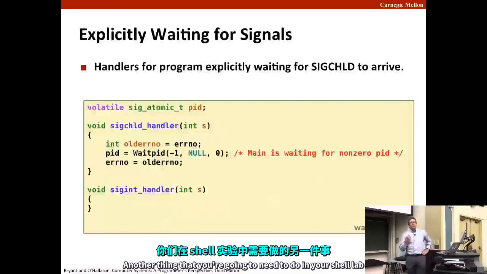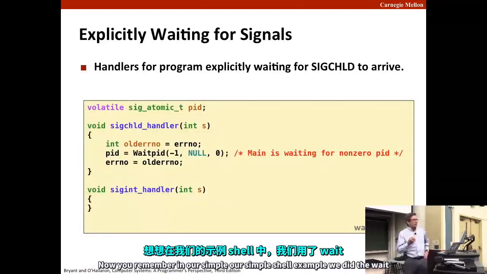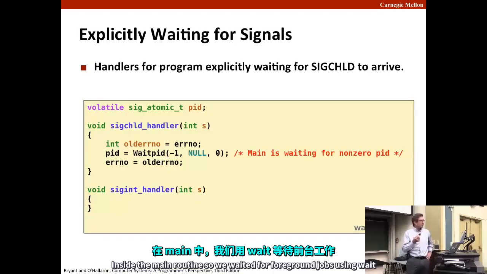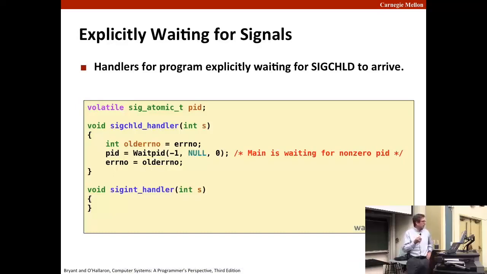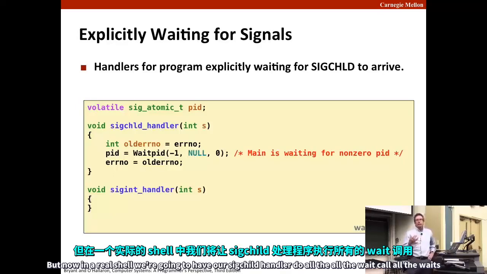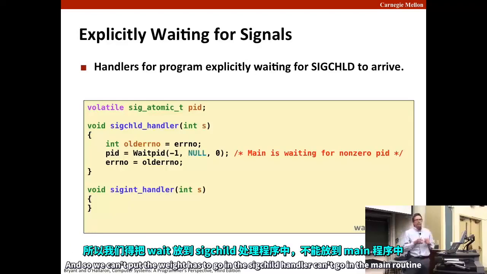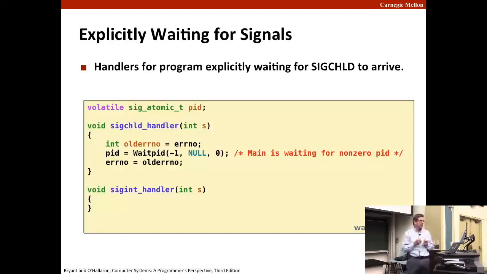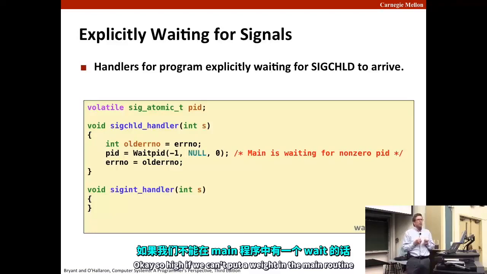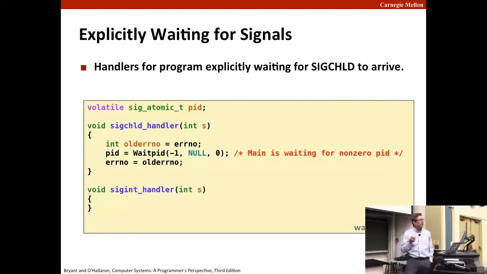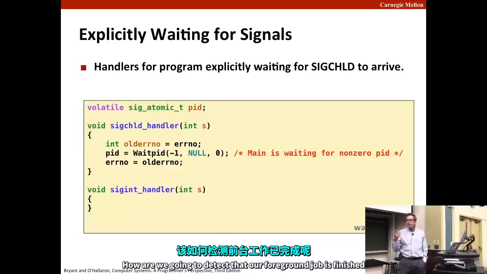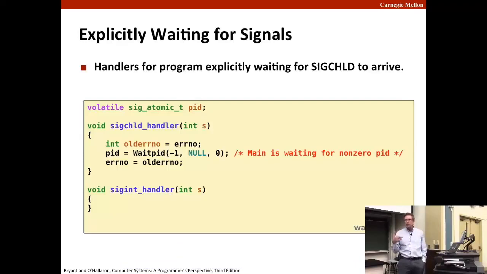Another thing that you're going to need to do in your shell lab. Now you remember in our simple shell example, we did the wait inside the main routine. So we waited for foreground jobs using wait. But now in a real shell, we're going to have our SIGCHLD handler do all the waits. And so the wait has to go in the SIGCHLD handler, can't go in the main routine. Okay, so if we can't put a wait in the main routine, how are we going to detect that our foreground job is finished? Right?